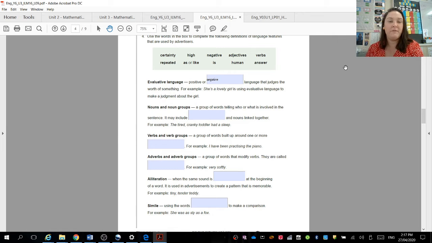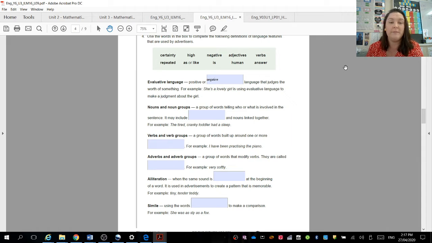Okay, now that you've watched that video, question 4 is essentially a recap of what we did in lesson 3, which was about language features. In lesson 3, we highlighted key language features that are used in advertisements quite often. So what you need to do here is use the word box to fill in and complete the definitions of each of the language features. I very strongly advise that if you can't recall what they are, go back to that lesson and rewatch the video, and even take notes on a notepad or in your English book if you've got that.